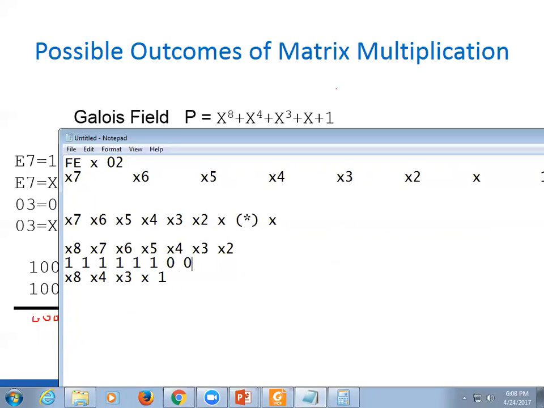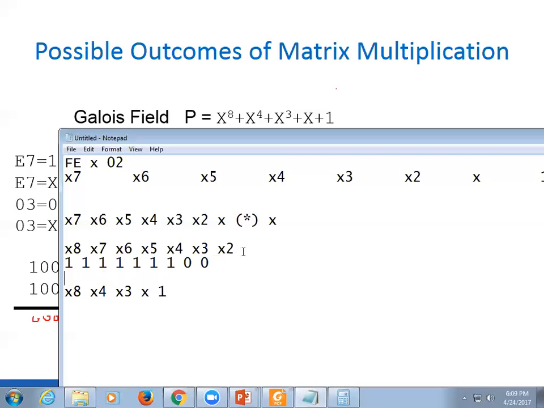Is that right? 1, 7, 8, 7, 6, 5, 4, 3. Missing one. I'm missing a 1. 2, X, 1. Is that right? Yeah. Okay. So all I did was I converted this to binary. Do we all agree with that?